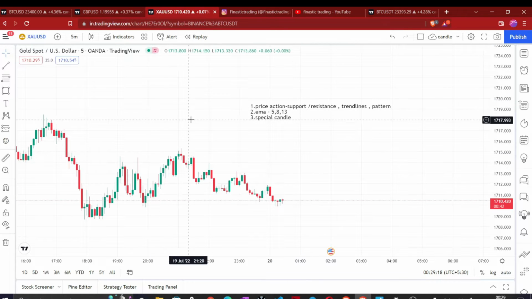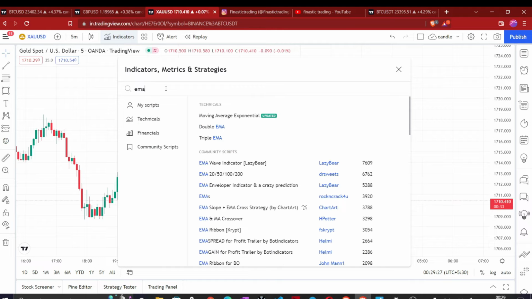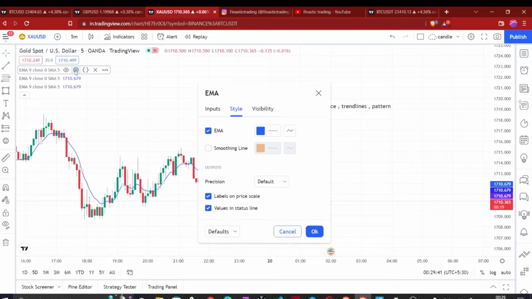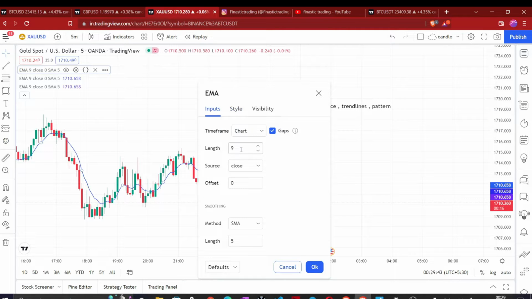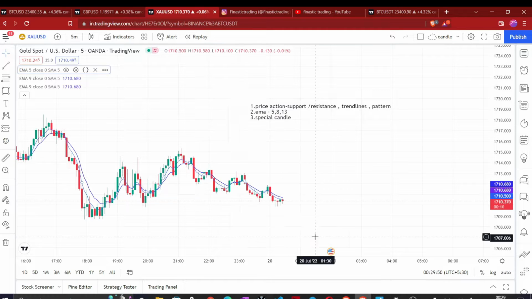So what we are going to do is open 5 minute charts. This is gold's 5 minute charts. Go to indicators, search for EMA, moving average exponential. Click on it. You'll get one EMA. We need three EMAs. 1, 2, 3. Now what you are going to do is go to settings, go to input. The first EMA has to be 5. Go to style, let it be blue in color.